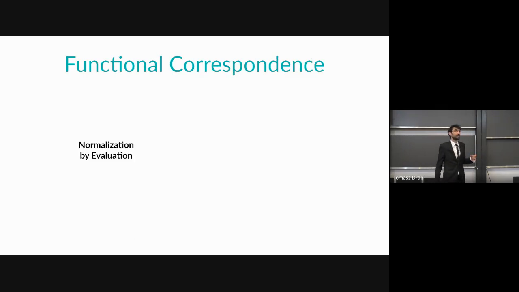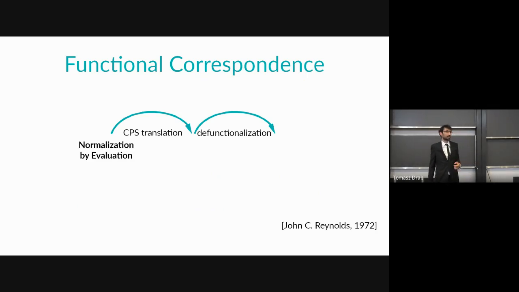We started with the normalization by evaluation function. We applied CPS translation and defunctionalization. Such a process was described in 1972 by John C. Reynolds. His focus was to make definitional interpreters unambiguous, so we can unambiguously define programming languages by such interpreters, CPS translated and defunctionalized.